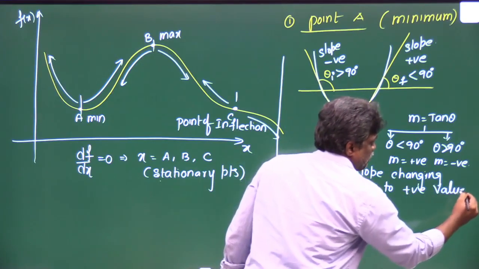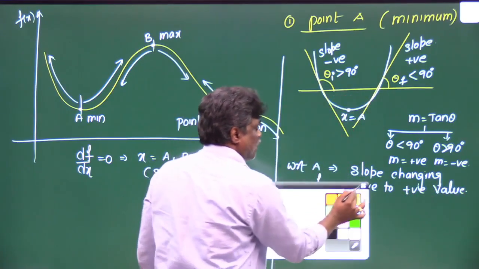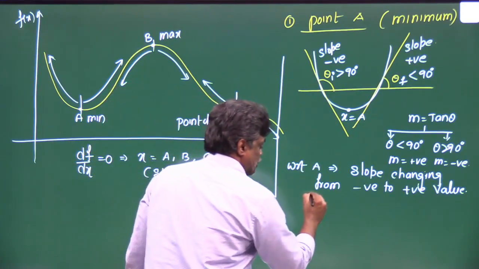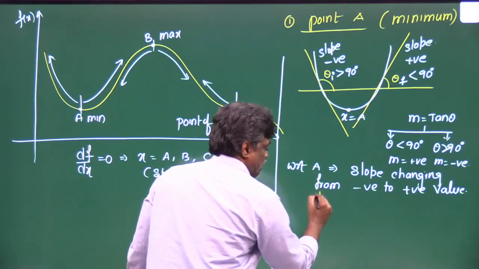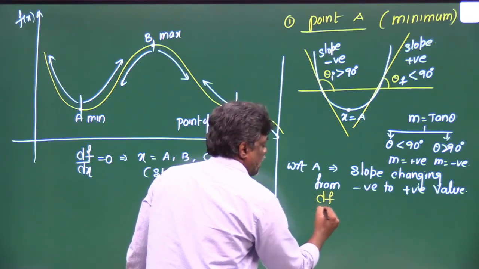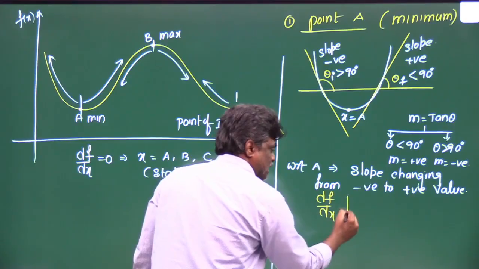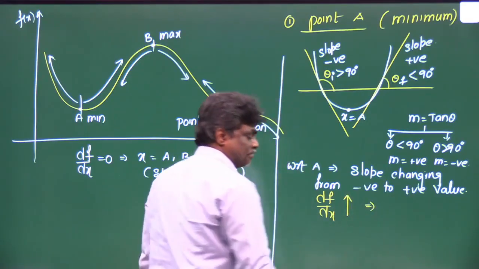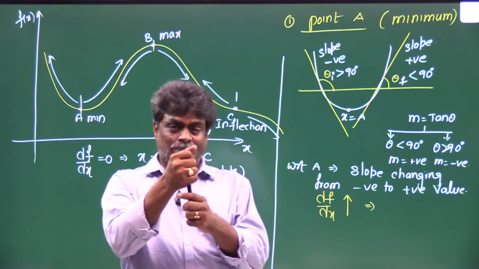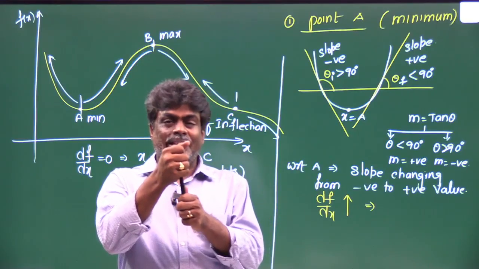If it is changing from negative to positive value, can you please tell me, is it increasing or decreasing? Definitely increasing. So that's why with respect to A, the slope, that means df by dx, is it increasing or decreasing? Increasing.